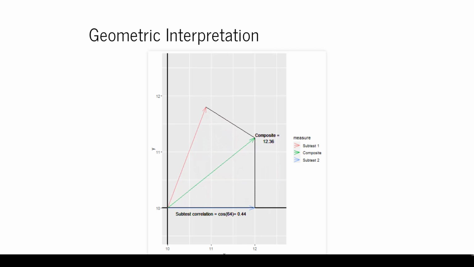Now this green vector is the composite score of those 2 vectors. That can be calculated by finding the cosine of half the angle between those. And remember, cosine of an angle is equal to adjacent over hypotenuse. So we know that from 10 to where the blue arrow is right now at 12 is 2. So here we're looking at scores of 12.